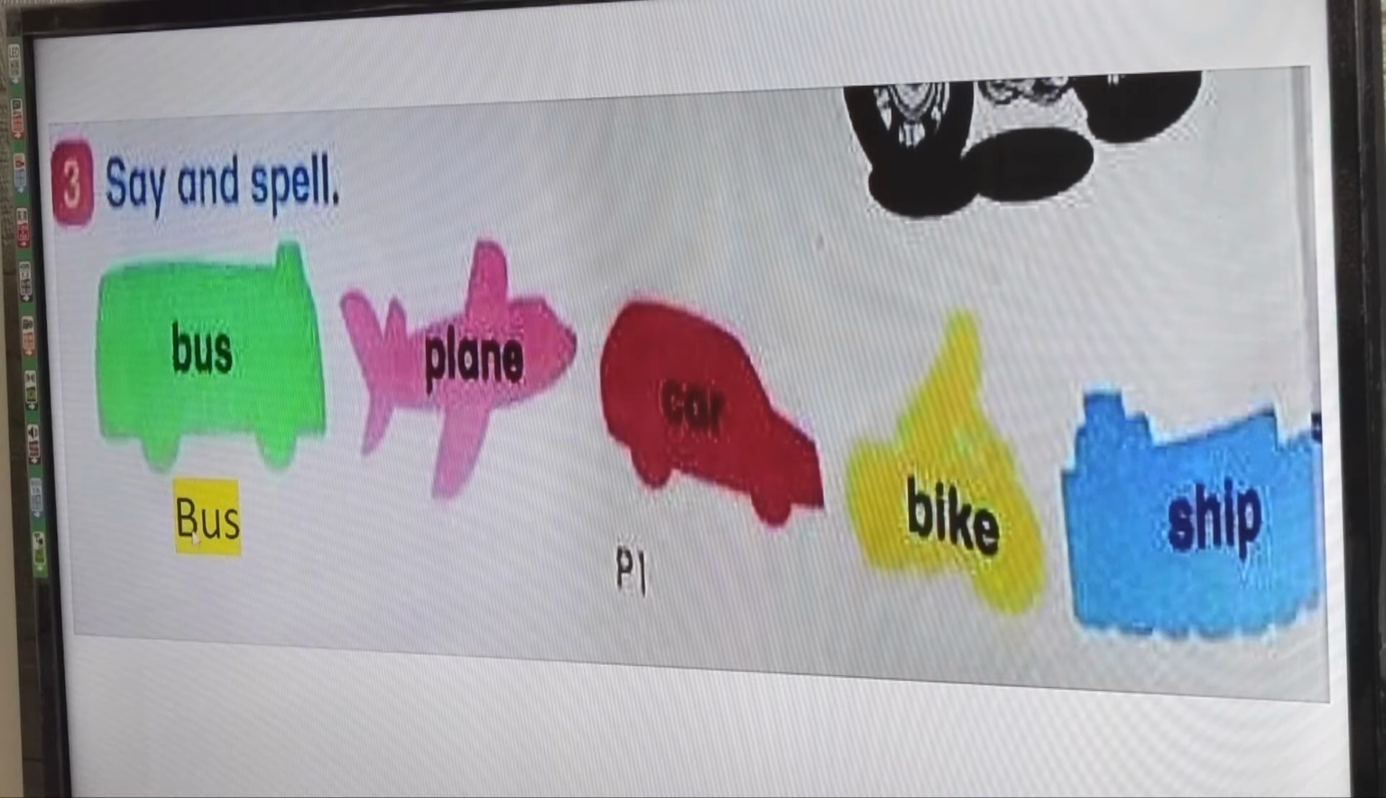B-U-S. Now you can write big letter or small letter, okay? But usually, if we write in the beginning or one word, we use big letter. So if you want, you can also use big letter in a sentence. Write down bus, please. B-U-S. Bus.